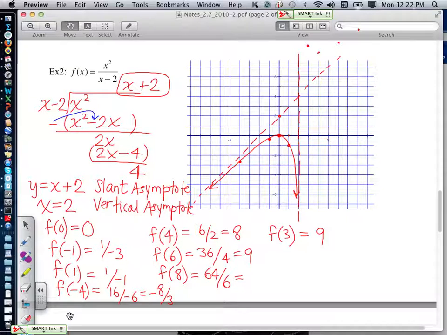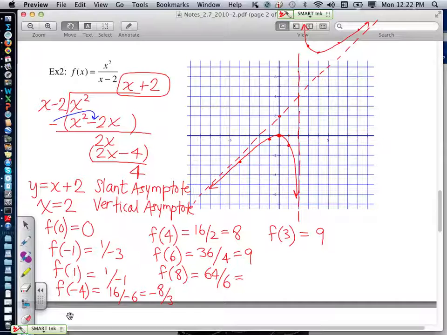Okay, so then connecting with a nice smooth curve, and you guys are going to have a better time with this with your bigger graph paper than I do. It's going to look like that. And you can see how the slant asymptote is going to be sort of the boundary.